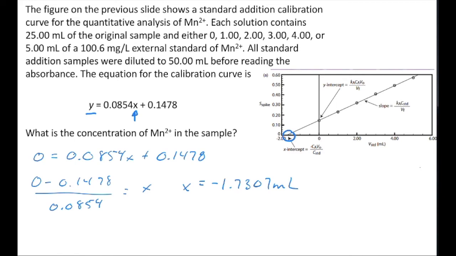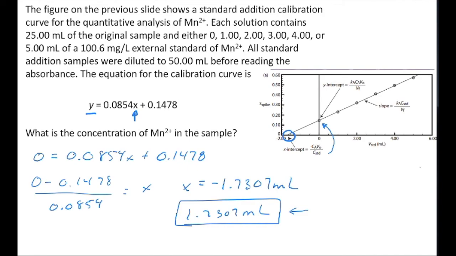like to do is, instead of keeping this volume negative, I'm just going to make it a positive number. So we're going to call it 1.7307 milliliters. And again, that is the volume of standard that will be required to give that signal. Okay, remember that signal that I'm pointing to is the signal for the unknown sample itself. But if we could remove all the manganese from the unknown and simply add this volume of standard to that particular matrix, then we would get that same signal.